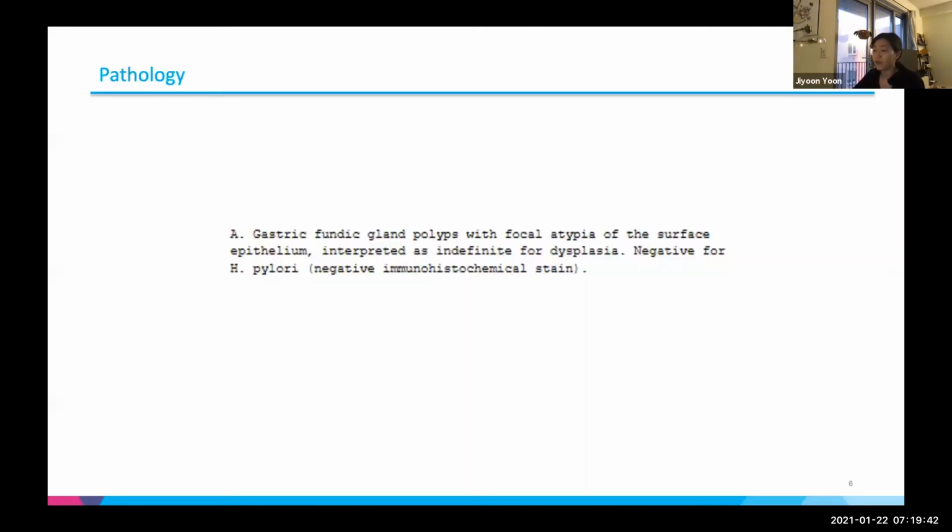So this was the pathology for this gentleman: gastric fundic gland polyps with focal atypia of the surface epithelium, interpreted as indefinite for dysplasia and negative for H. pylori. He actually underwent a second pathological review at their conference a couple of weeks later, and they all agreed that this was the finding, indefinite for dysplasia.